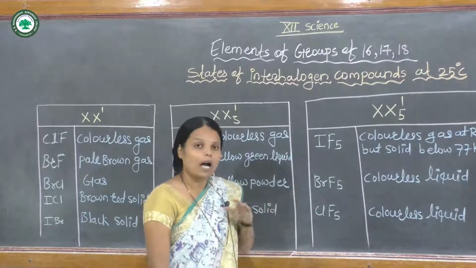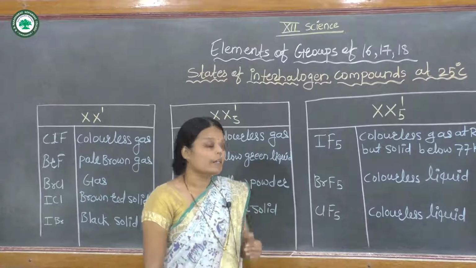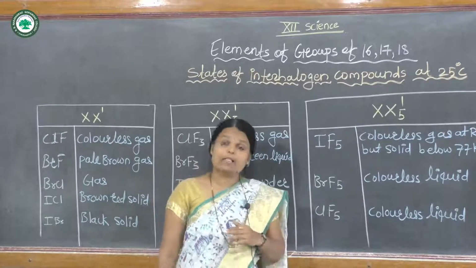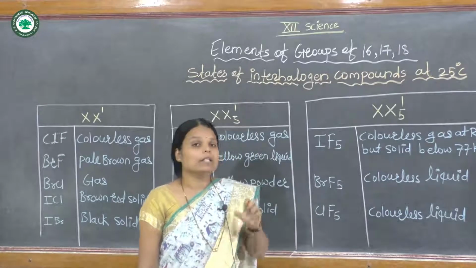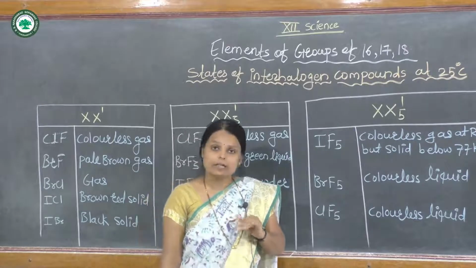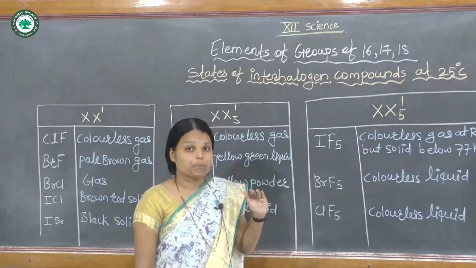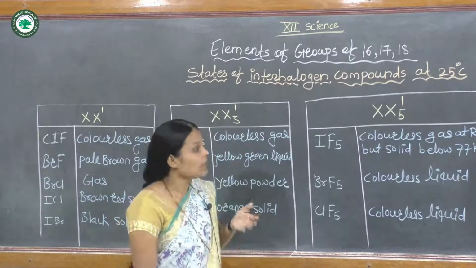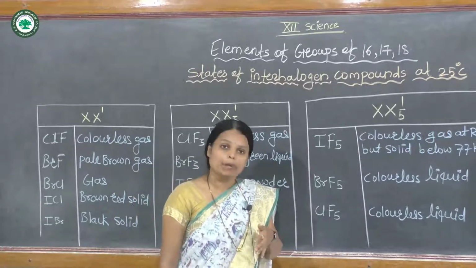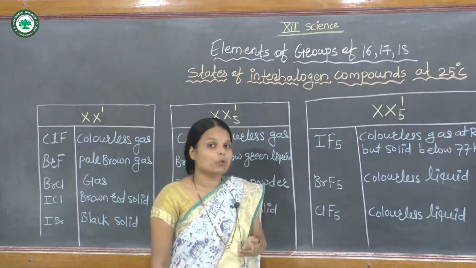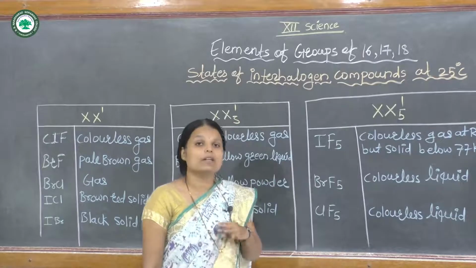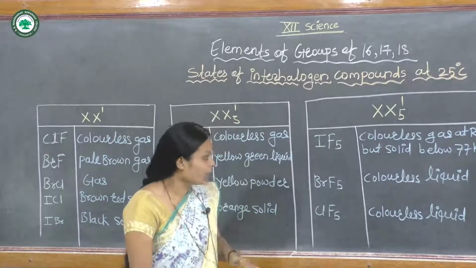The first one is iodine pentafluoride. It is a colorless gas at room temperature, but at 77 Kelvin it is a solid in nature. Now the next example is bromine pentafluoride, which is a colorless liquid.